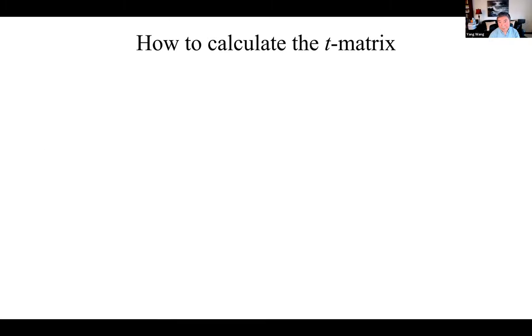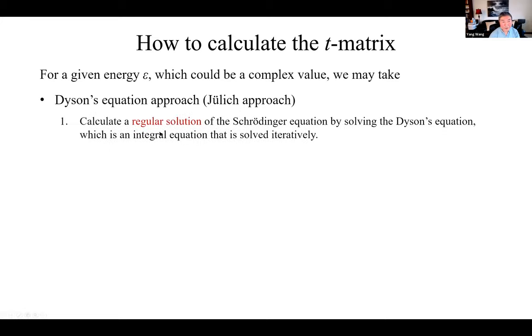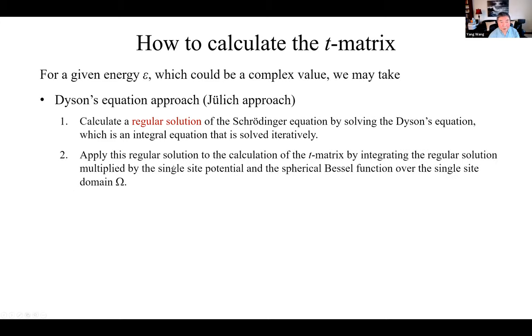So how do we calculate the T matrix? For a given energy epsilon, which could be complex, there are two different approaches. One is called the Dyson equation approach, which we will call the Jülich approach. What it does is calculate an irregular solution of the Schrödinger equation by solving Dyson's equation, which is an integral equation solved iteratively. Then you use this solution multiplied by the potential and by the spherical Bessel function, which will give you the T matrix. That's how the T matrix is calculated by the Jülich group.